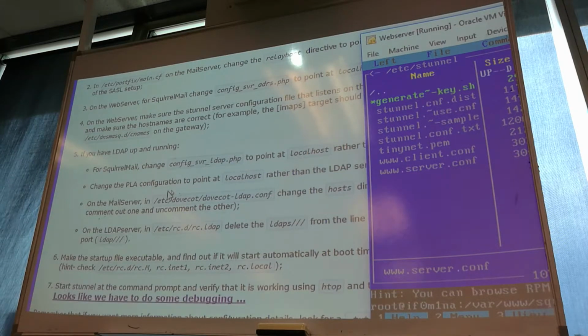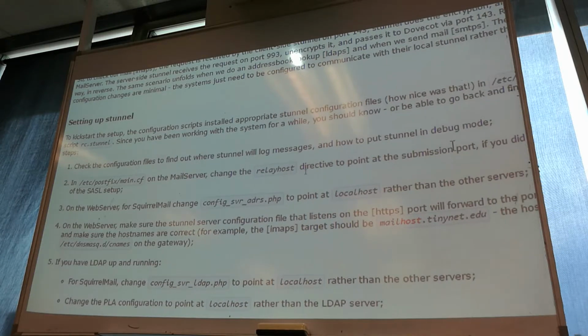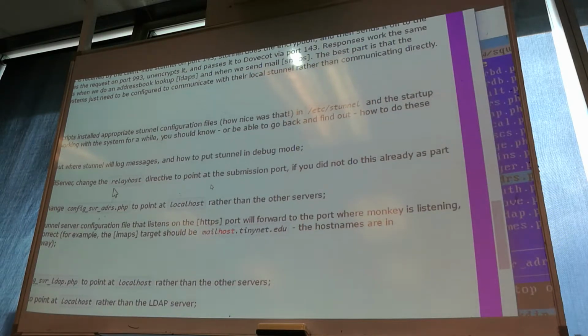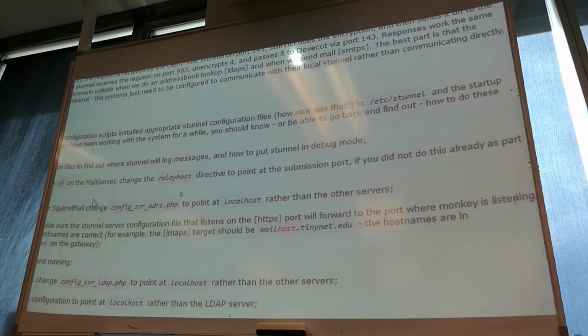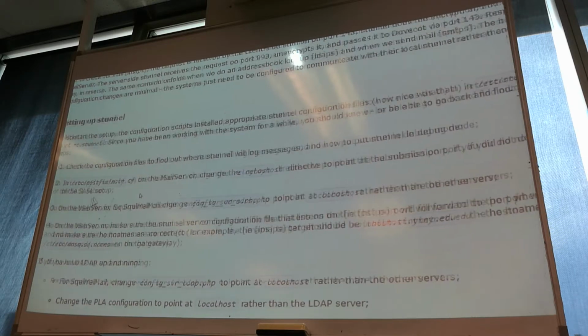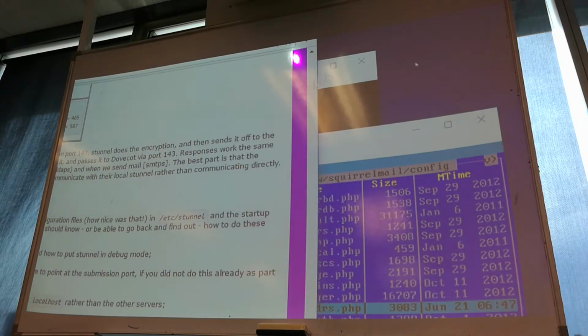And oh, we don't have LDAP up and running. Let's get here. Okay. Postfix main.cf on the mail server. Change the relay host directive to point at the submission port. If you did not do this already as part of the SSL setup, we left the SSL setup for the assignment as an independent project. So this is all we need. That's all we need to do on the web server. Let's switch over to our mail host then.